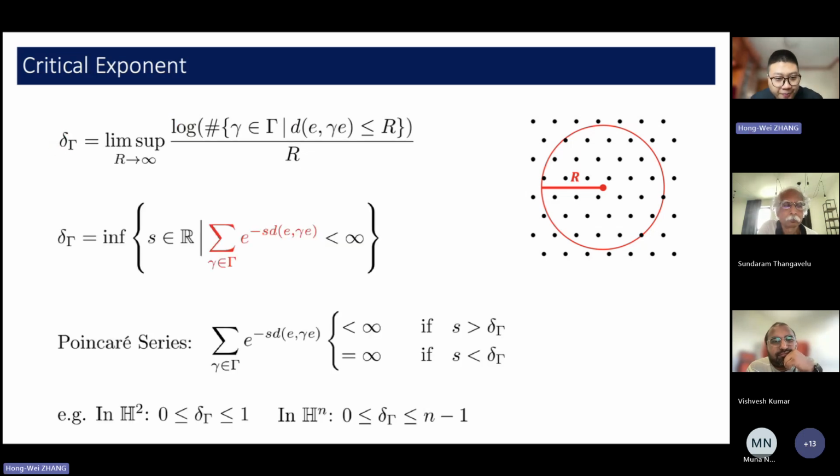And this is indeed the same thing. It equals the infimum of all the parameters s such that this series is finite, and this series is called a Poincaré series. And this delta gamma is exactly the critical exponent of this series. If s is greater than this, the series converges, and otherwise it will be infinite.